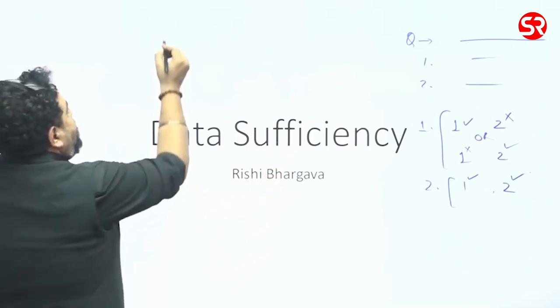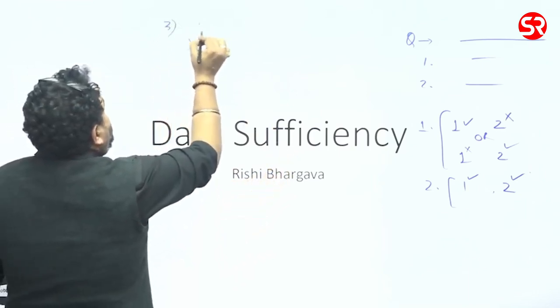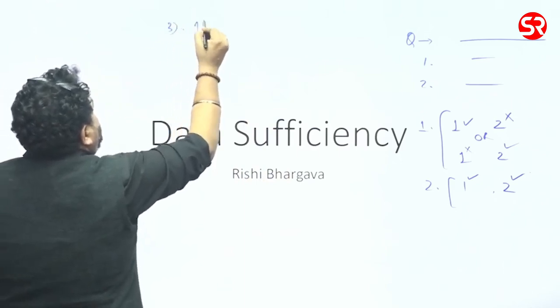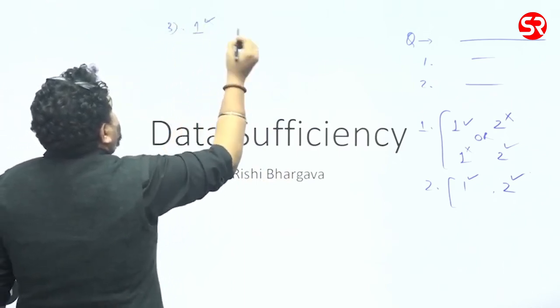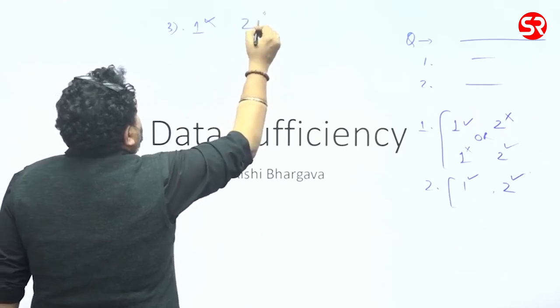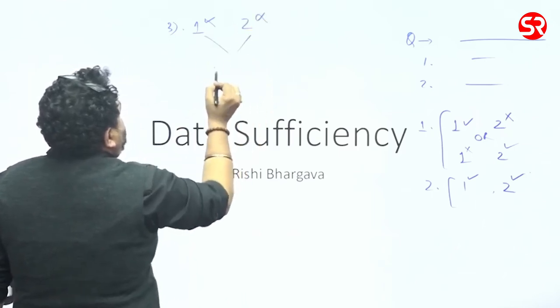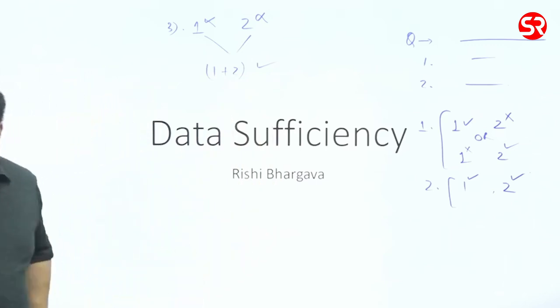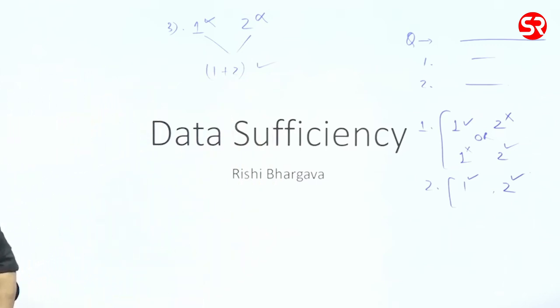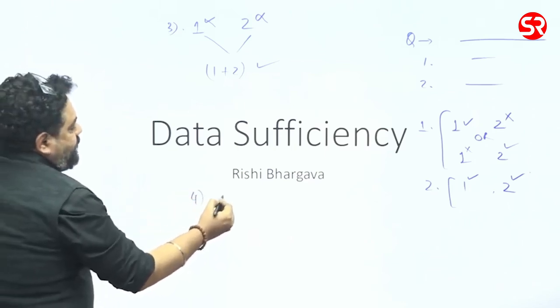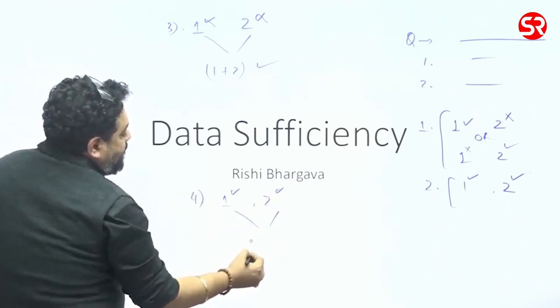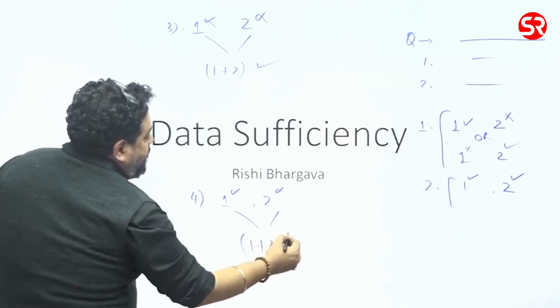Then he says your answer is 3 when, now this is important, the first statement is not giving you the answer and the second is not giving you the answer, so you mix them and you get the answer to the question. And then fourth, the first is not giving you the answer individually, the second is not giving you the answer individually, and when you mix them, then also you are not getting any answer.